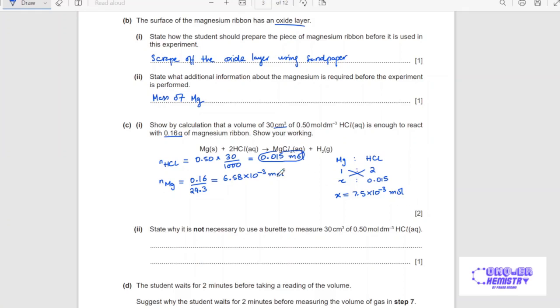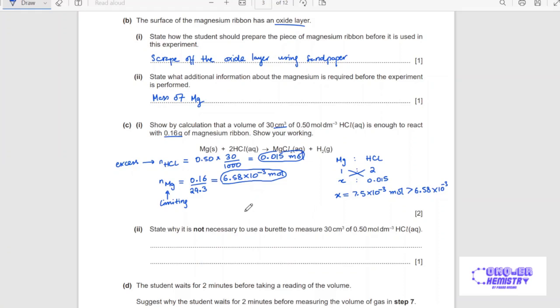But in reality, we have only this many moles of magnesium. So we have less magnesium than what we need to get rid of all the HCl, right? You require more magnesium to get rid of all the HCl than what you have, and so that means that magnesium is the limiting reactant and HCl is in excess. And so that tells us that we have more than enough HCl to react with the magnesium, which is the limiting reactant, okay?